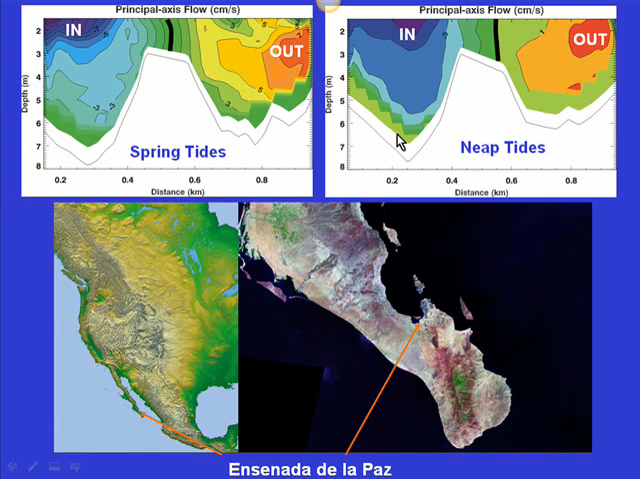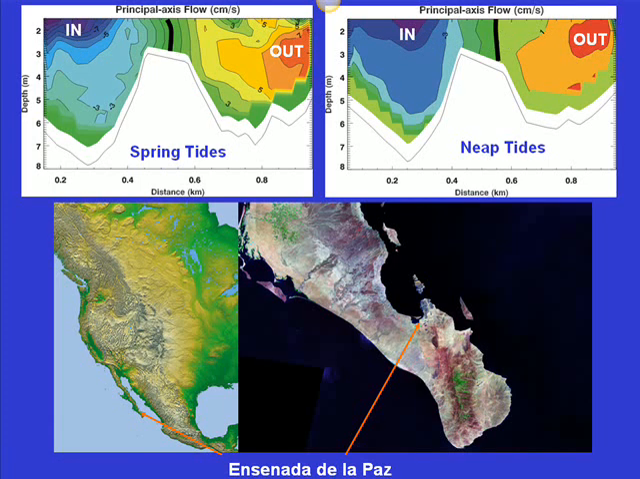This channel is quite deep and gets very close to the shore, and that's why we don't have outflow over this other side. But I'm showing this example of spring tides and neap tides because during spring tides the maximum inflow is around 9 centimeters per second, and the maximum outflow around 7 centimeters per second. Whereas in neap tides, the maximum inflow is around 5 centimeters per second, and the maximum outflow only 2 centimeters per second. So notice here the difference between spring and neap.